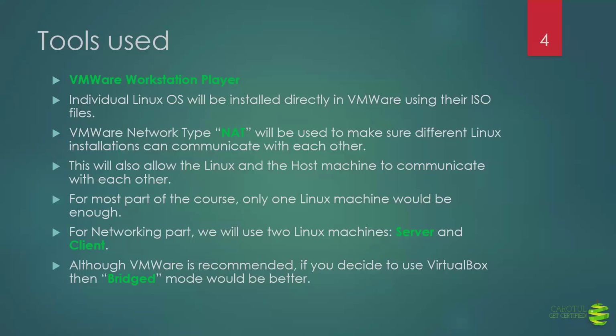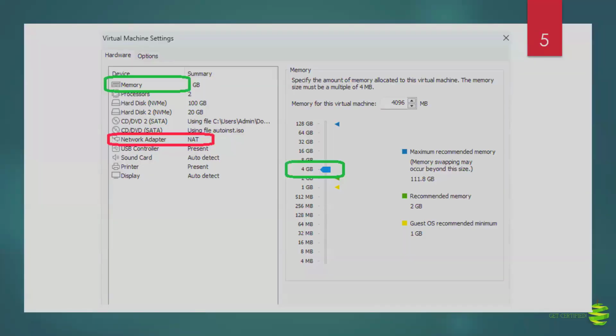And speaking of VMware, when you install a virtual machine, you can go to the settings and make sure that you have enough memory. If you are going to install the GUI, I would recommend at least 2 to 4 GB of RAM for the machine to have a smooth experience. The network adapter type should be set to NAT so that it can leverage your host machine's internet connectivity, connect to the host machine, connect to other Linux virtual machines, and also connect to the internet.